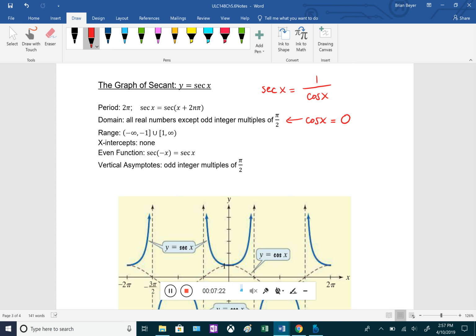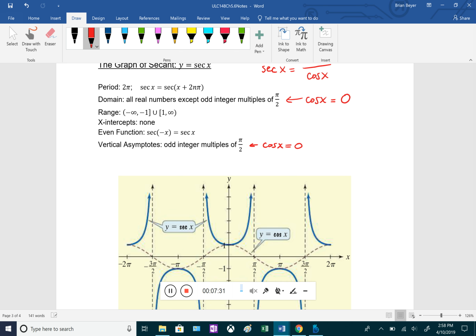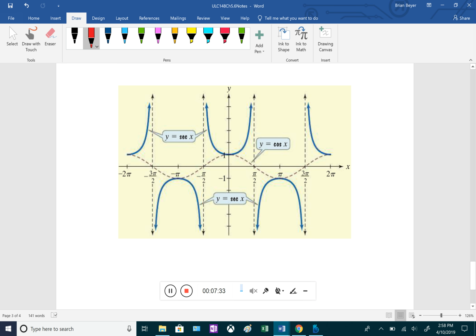This is an even function, just like cosine, and there are going to be vertical asymptotes when that denominator cosine is equal to 0. So this is what it looks like. It looks similar to cosecant, which we should expect. So if we graphed cosine, cosine would look something like this.